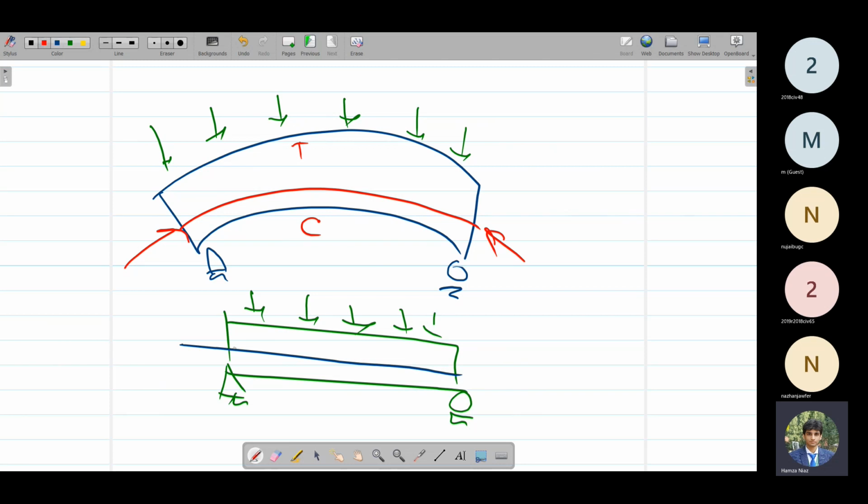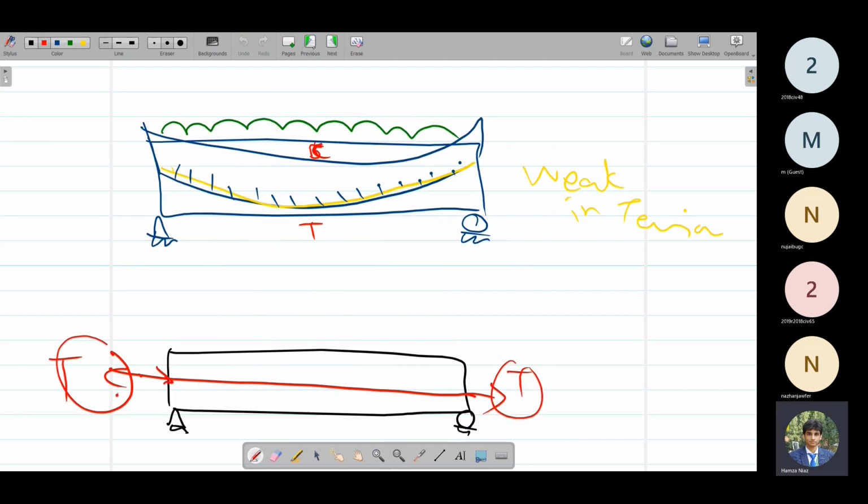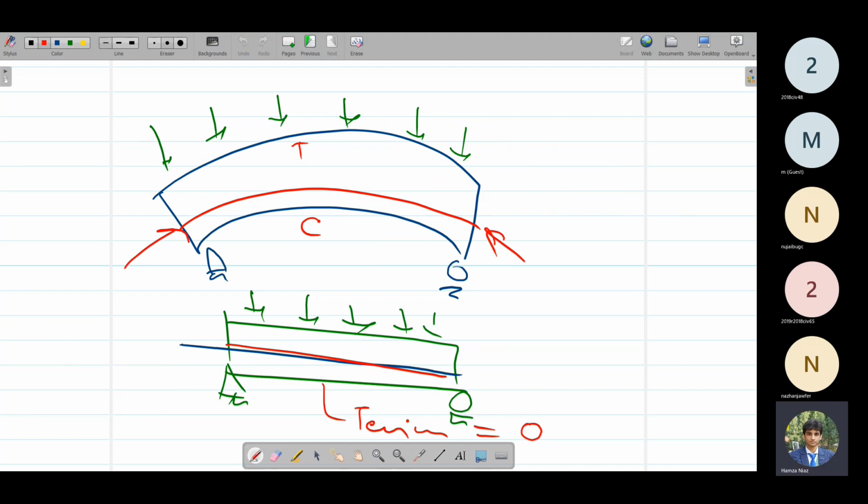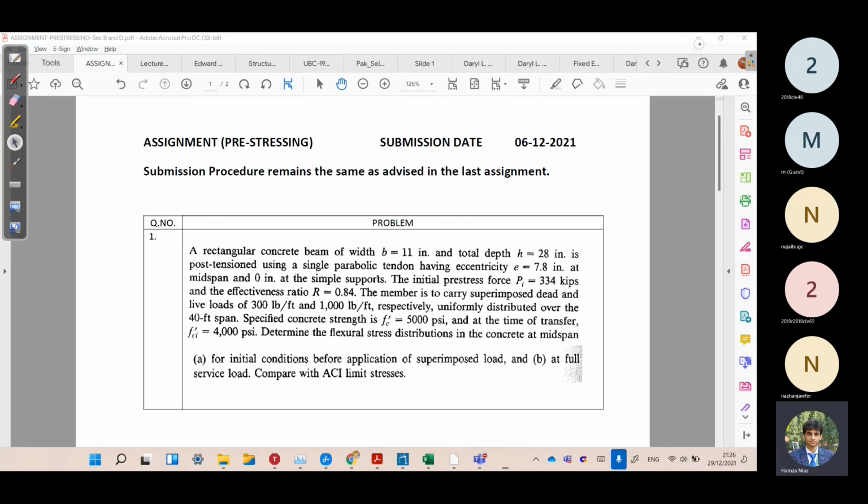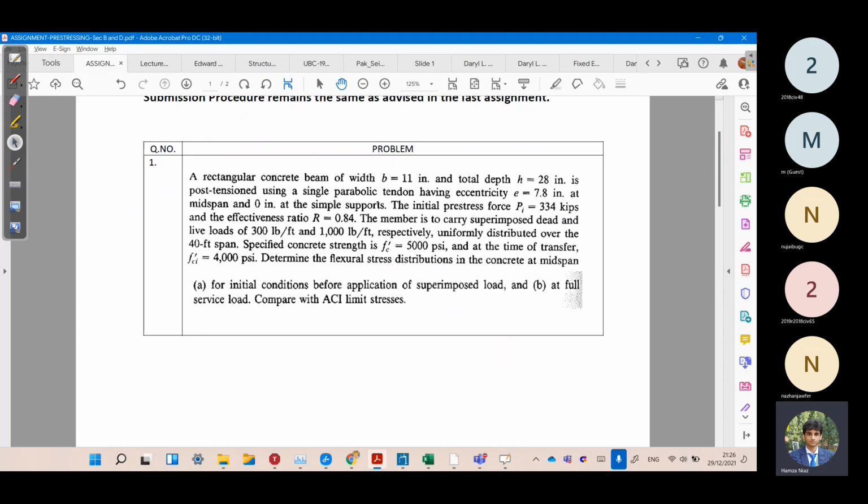So what is the benefit? We are making the tension at the bottom of the concrete almost zero. This is why we pre-stress the concrete. It will obviously increase the capacity as there will be fewer cracks. Our section would remain uncracked, and it will increase the capacity of the concrete beam or whatever we are pre-stressing. So we have to solve these numericals. For example, this is one in the assignment we were given.